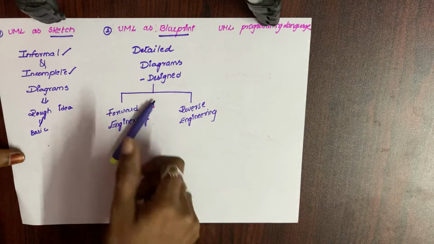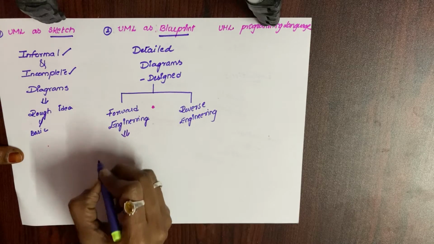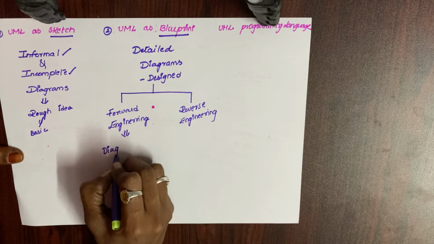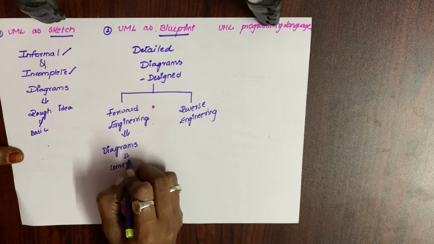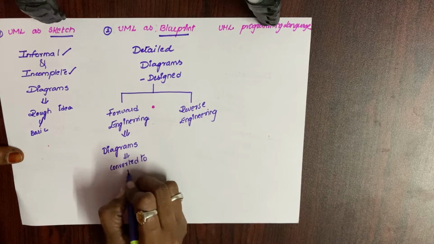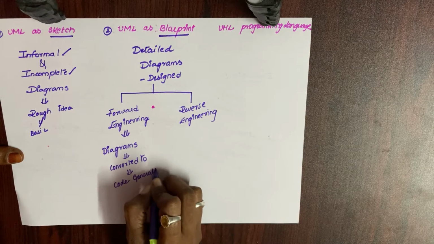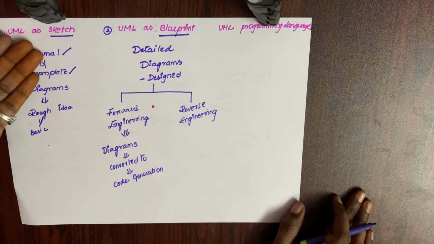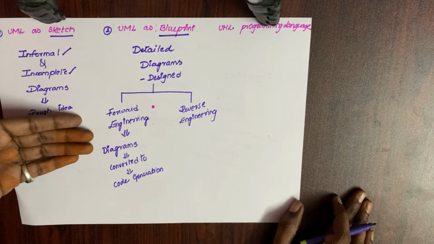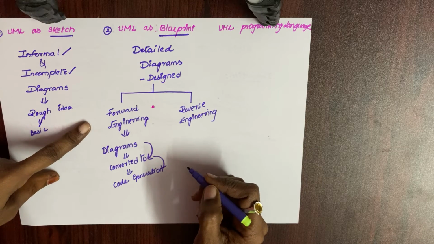So let's take forward engineering. In the forward engineering method, we develop diagrams first, which are later converted into code. Generally we develop the coding section first for executing the software. But by using UML, first we develop the diagrams, and later they are converted into the code. That is called forward engineering.